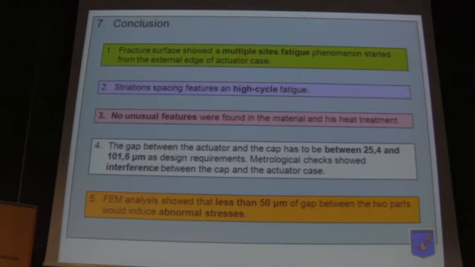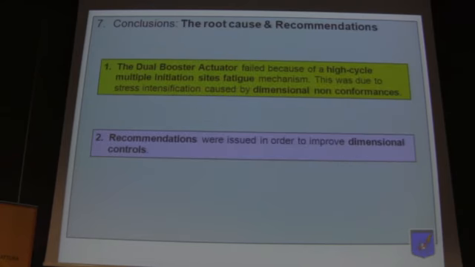And finite element analysis showed that less than 50 microns would induce an abnormal stress between the two parts. So we end with the cause of the failure. The dual booster actuator failed because of a high cycle multiple initiation site fatigue mechanism that was due to dimensional non-conformances. And we issue some recommendations to the constructor in order to improve metrological and dimensional controls.